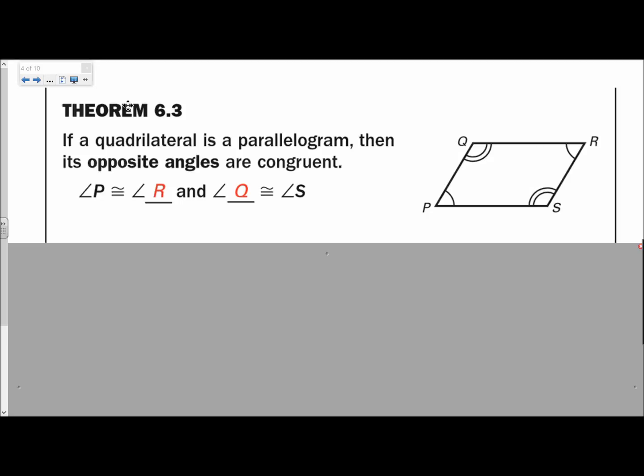Let's fill in the blanks there. So this is another truth about parallelograms. Not only are opposite sides congruent, opposite angles are congruent. So you have angle Q is congruent to angle S, and angle R is congruent to angle P. All the time. Take it to the bank, it's always true.